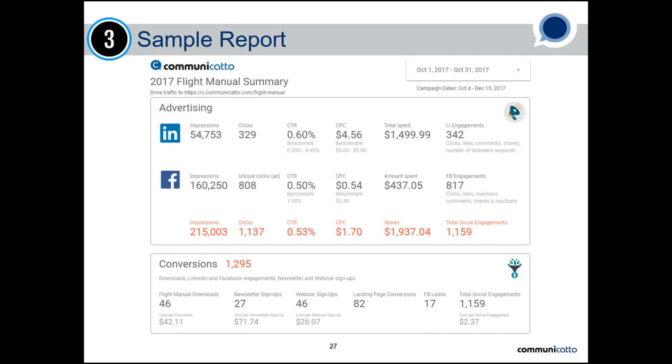But also impressions are important just to make sure that the ads are actually in market and they're running. But we're not going to stop at impressions. We want to see clicks.